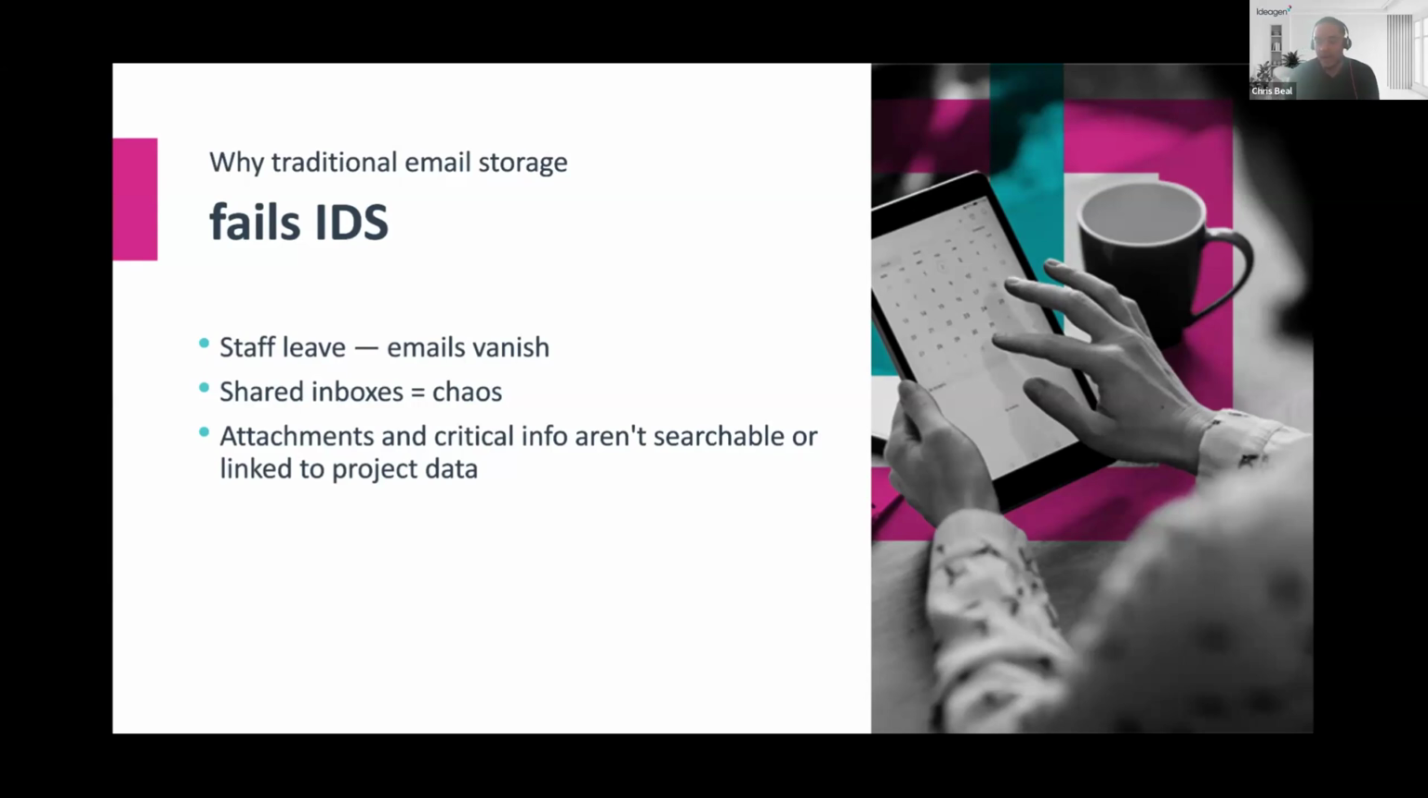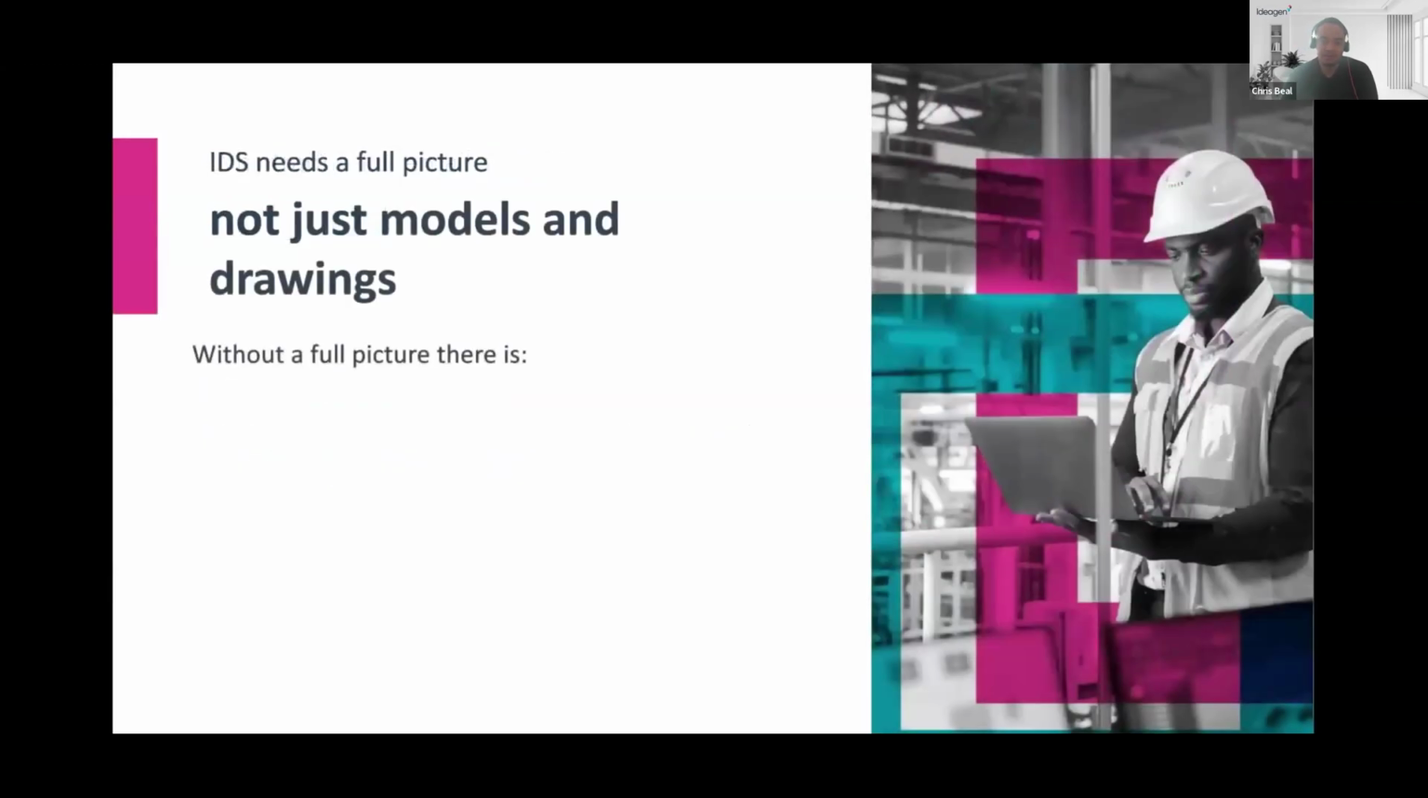Without that single source of truth, different teams rely on different versions of truth hidden in personal inboxes. If emails aren't archived, and they're not searchable, it's impossible to retrieve the right information quickly. And if you can't trace who approved what and when, then you're left exposed during audits or gateway reviews.